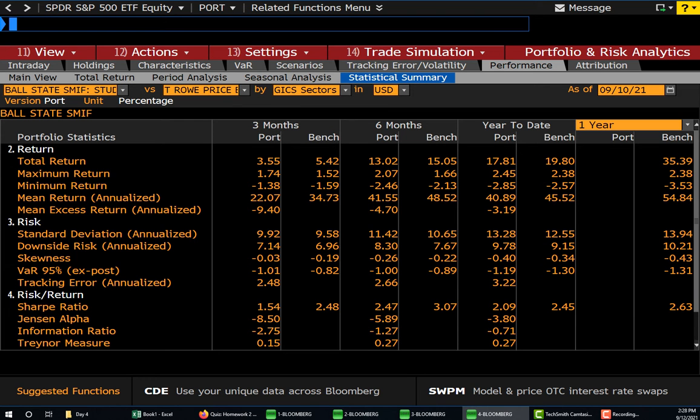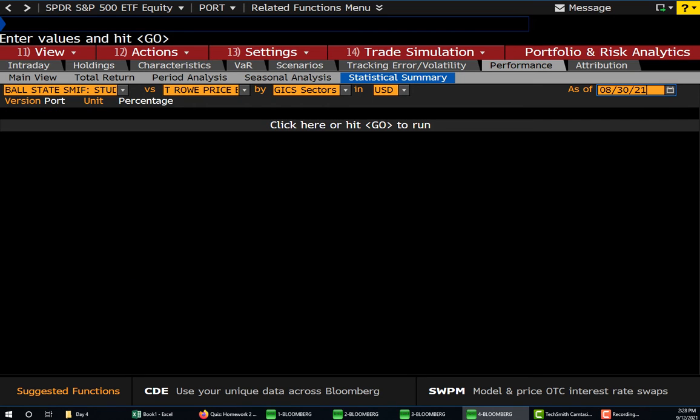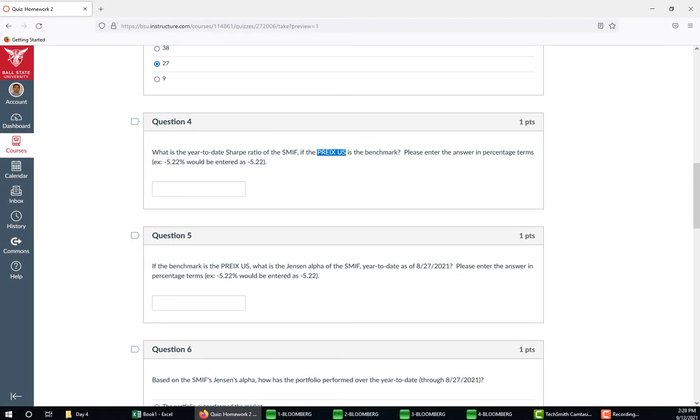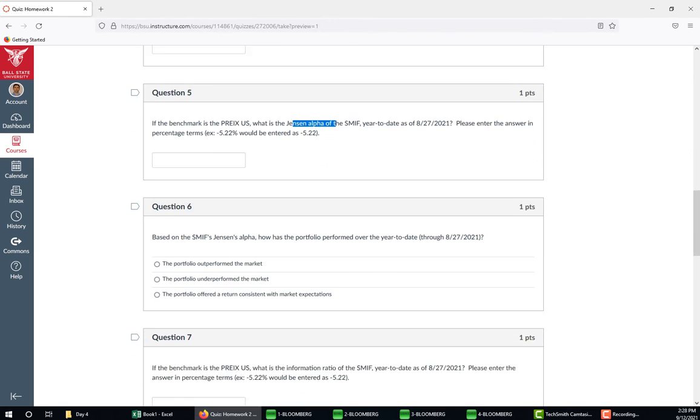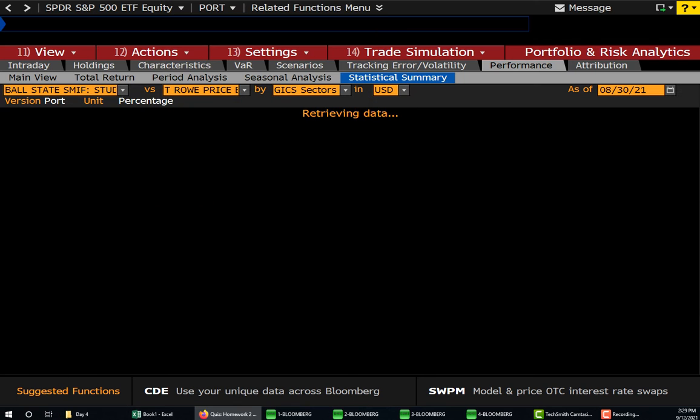And here we go. Okay, so we've got everything here. Our assignment should have been completed about a week ago, so I don't think it's going to make that big of a difference, but we'll load this as of, we'll say, August 30th. So when we do this, what we're looking for is our Sharpe ratio, and then we'll also look for Jensen's alpha, information ratio, and Treynor measure.